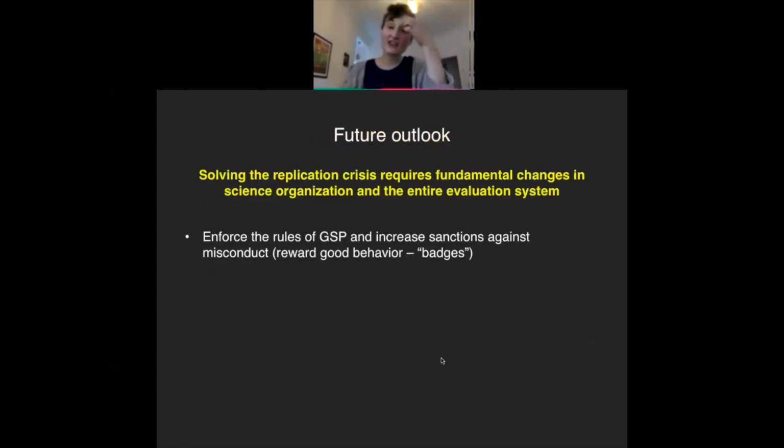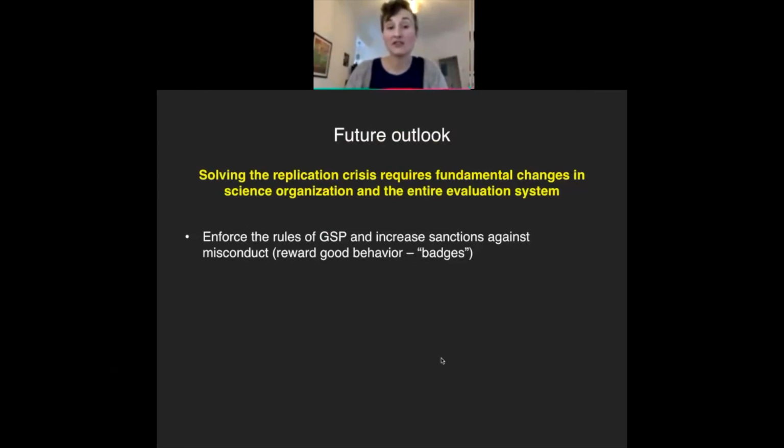And with this, I'm at the end of my talk, and I want to give a last future outlook, covering a few small points. Basically, I hope you could see that solving the replication crisis in science requires fundamental changes in science organization and the entire evaluation system. So it's a rather complex issue.